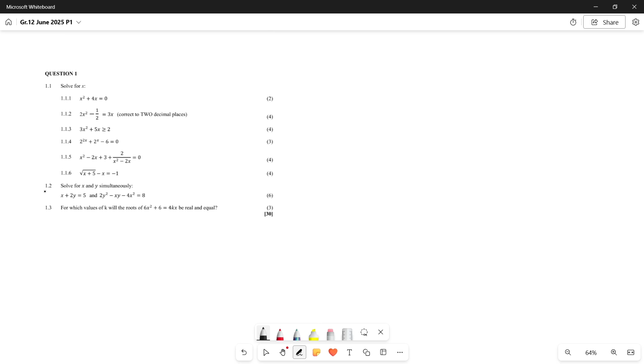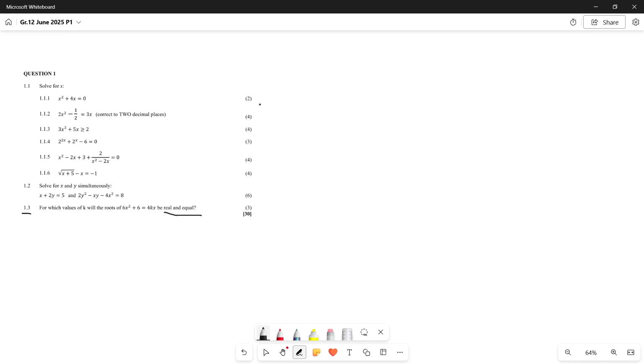Okay, awesome. So at this stage, we have solved for 1.2, the simultaneous equation, and we are on to the last question of this section. So it's very often a roots question, especially in the June paper. By prelims and finals, it's some sort of problem-solving harder question. But for a roots one, it says for which values of k will the roots of 6x squared plus 6 equal 4kx be real and equal. So 3 marks only, doesn't require too much work from us, provided we know what we're looking for.